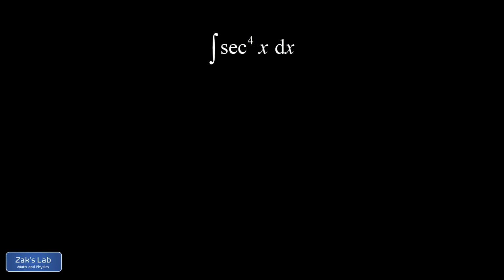In this video, we're computing the integral of secant to the fourth x dx, and this is a classic trigonometric integral. The key to starting this thing out is to remember that we have an identity for secant squared. We can relate that to the tangent function. So maybe we'll start by just splitting this into secant squared times secant squared.